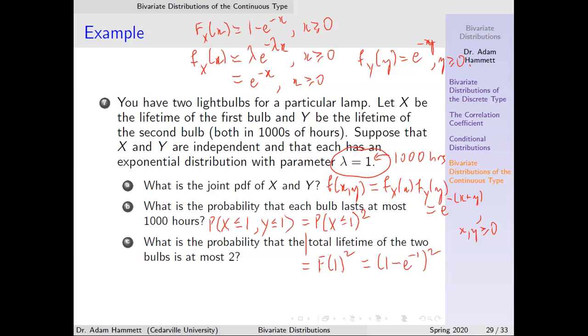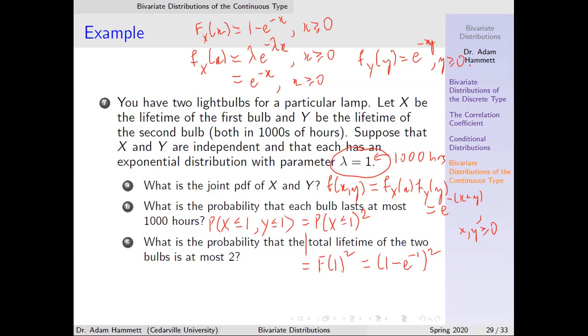Okay, so there's one way that you could do this just using independence itself. You could have done this also by taking the joint density and integrating that joint density for x between 0 and 1 and y between 0 and 1. Yes, that would have given you the result as well. Okay. What is the probability that the total lifetime of the two bulbs is at most 2?